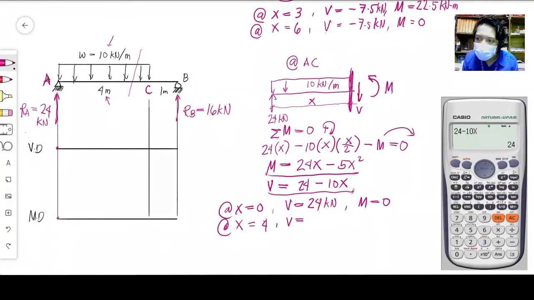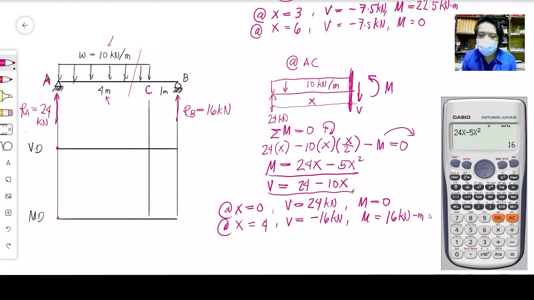That is 24 minus 10x. When x is equal to 0, the value is negative 16. This is negative 16 kilonewton. And your moment is equal to, let me recall the equation, this one right here. When x is equal to 4, it is positive 16. This is in kilonewton.